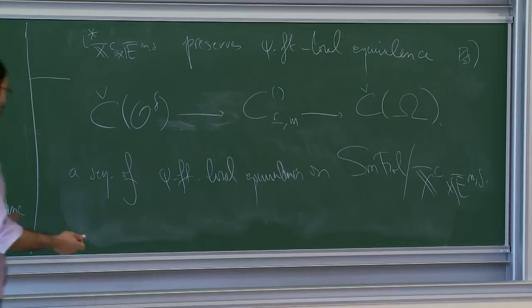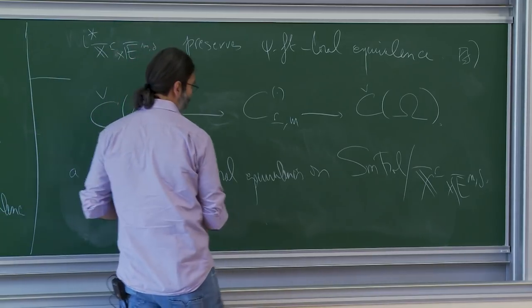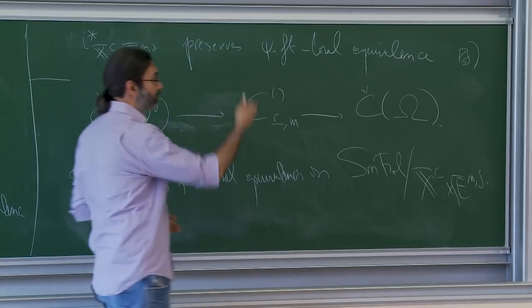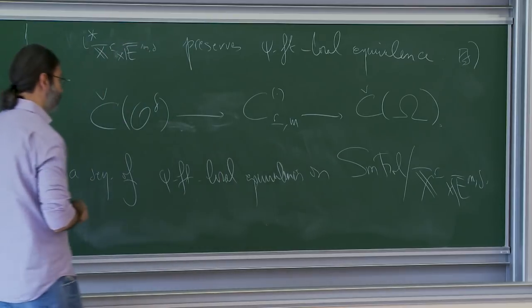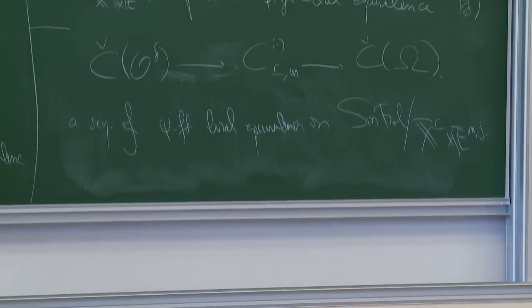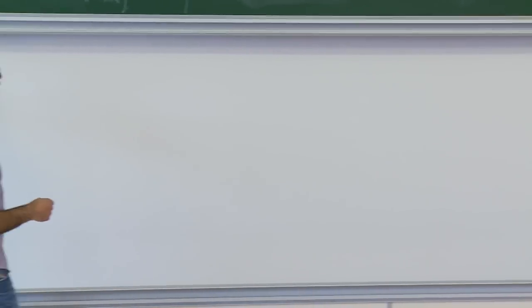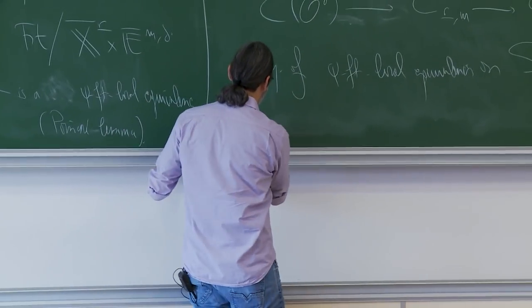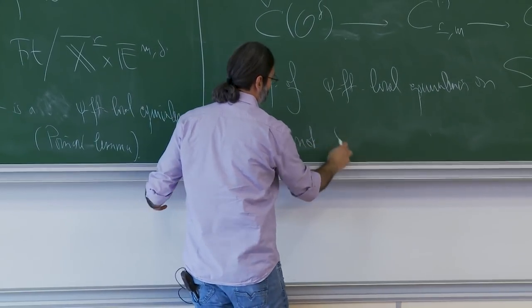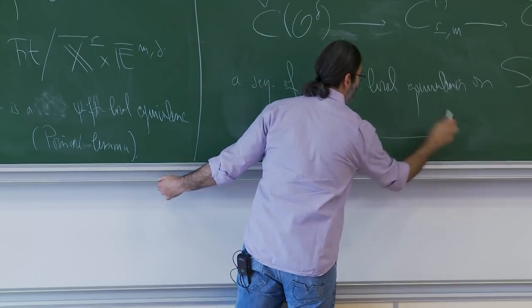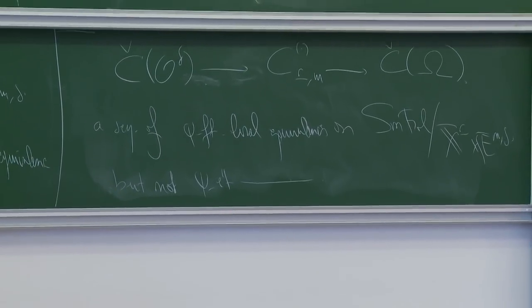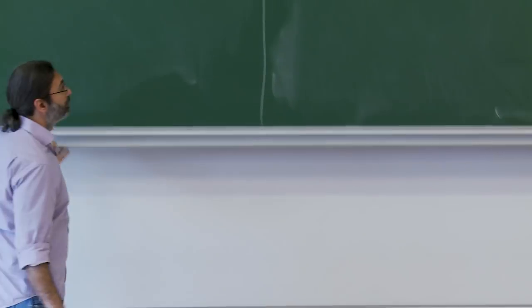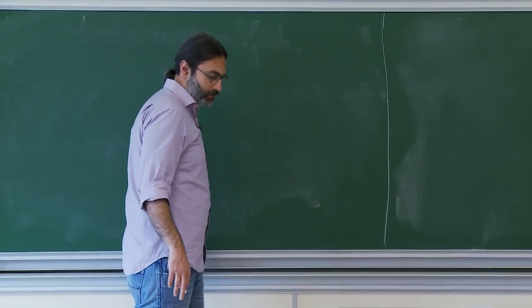Okay, so as I said before, somehow these two things I used before, and now I'm looking at something in between. Okay, so maybe I should also say, but not psi et al local equivalences. So this is why I will use this thing in the middle, because it will give me something a bit different. Locally for the psi et al topology.